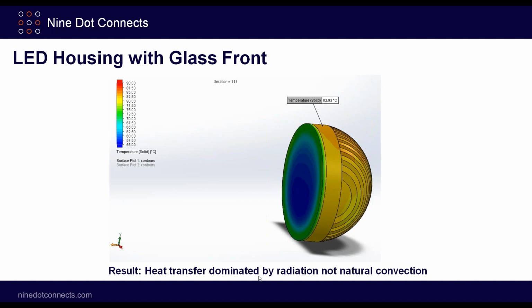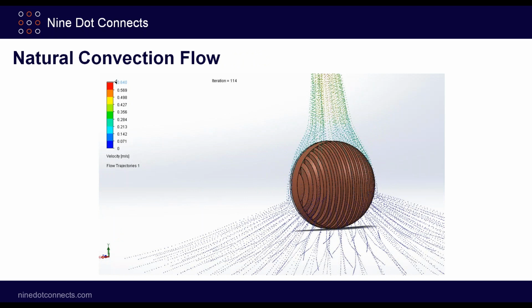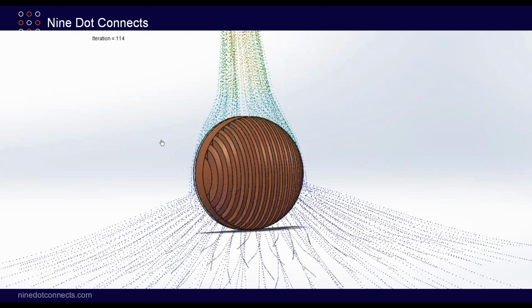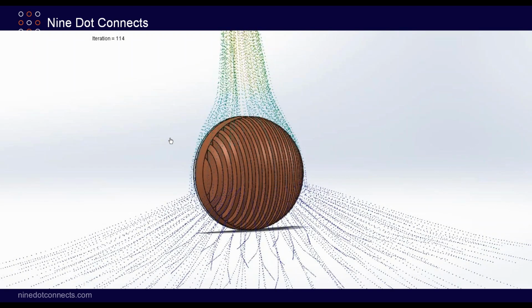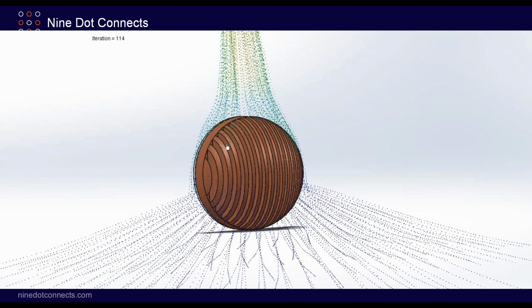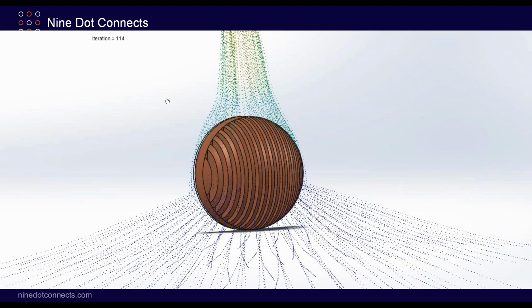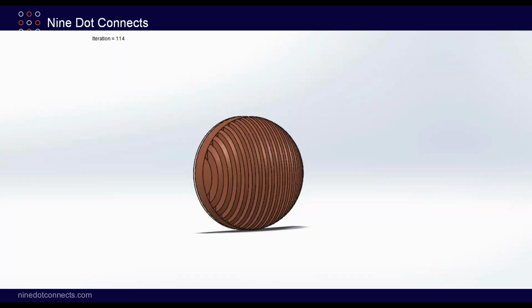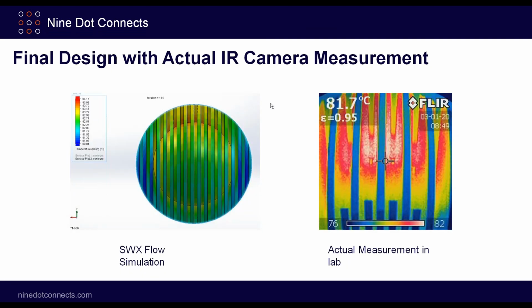Also, I've made a note here at the bottom that the heat transfer in this case is dominated by radiation and not natural convection. When you look at natural convection, you can see air is flowing through the vents, but when we look at the speed of it, this is very, very low speed. When I actually show it working, you can see air is slowly sucking up through the fins, but it's not enough to keep this very cool. And when you break down the design, you find that radiation is actually the dominant cooling effect here.